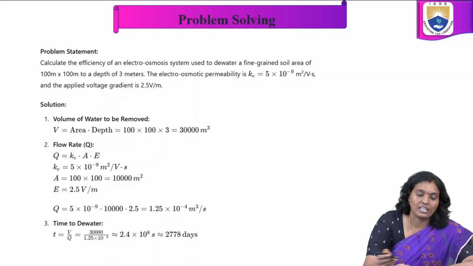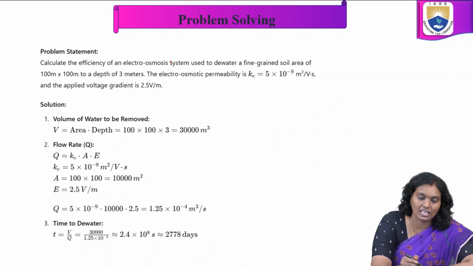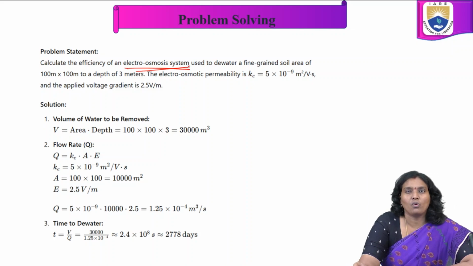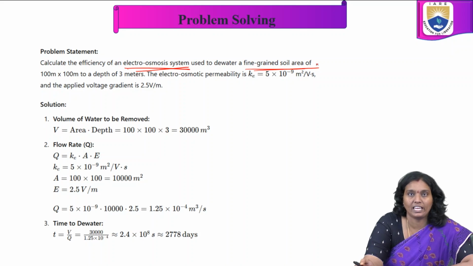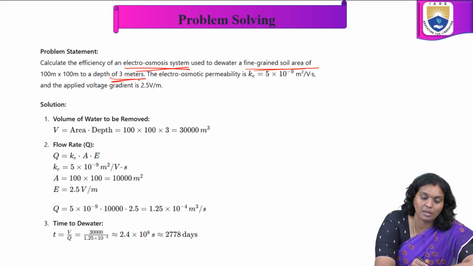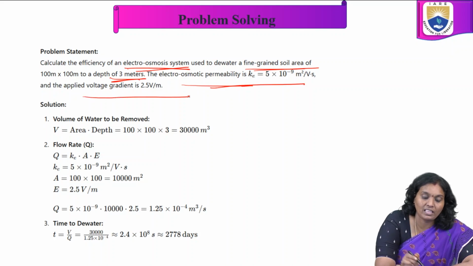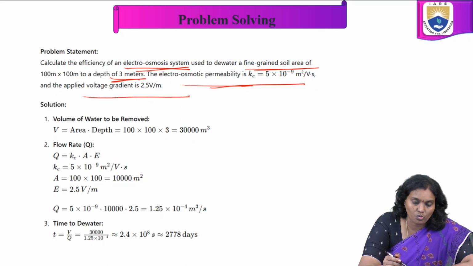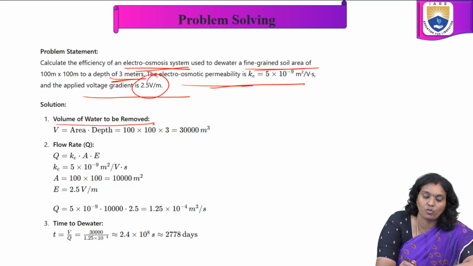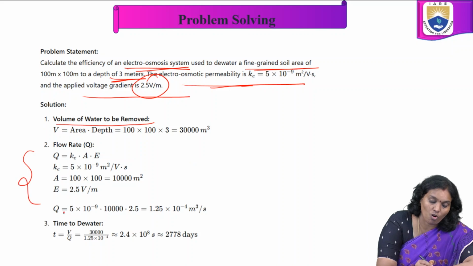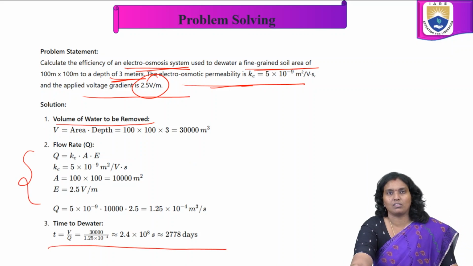One more, the previous one was electrokinetic soil stabilization. This is the electro-osmosis system. So we use the electro-osmosis system to dewater a fine-grained soil area at a depth of 3 meters. The electro-osmotic permeability is given. We are going to apply a voltage gradient of 2.5 volts per meter. Here we calculate the volume of water to be removed, the flow rate, and how much time to dewater. The same procedure we follow for this also.